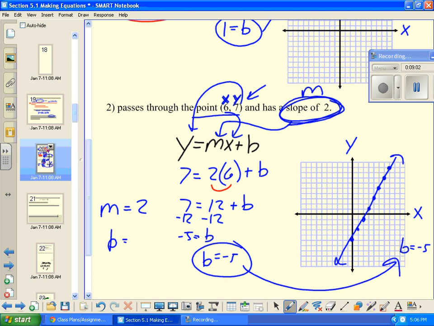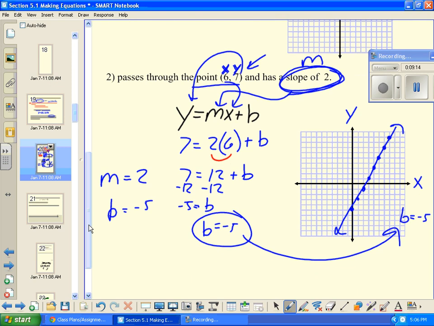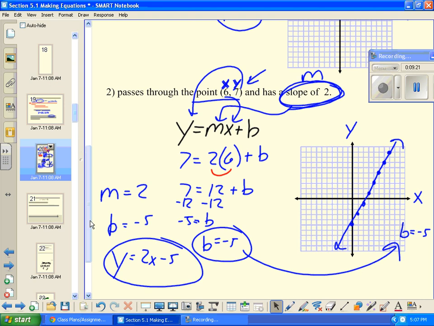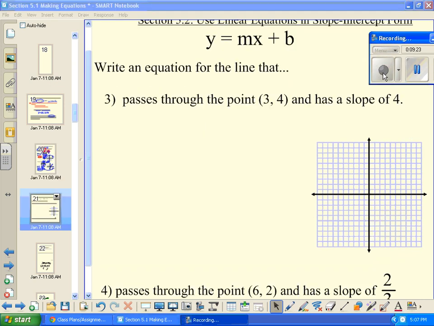So again, both these ways are just fine. But depending on the numbers and depending on what you have, it may be kind of tricky to do the graphing part. So the algebraic way will always work. If I'm making this equation, y equals 2x minus 5. Just walking through a couple examples just to make sure we have the idea.